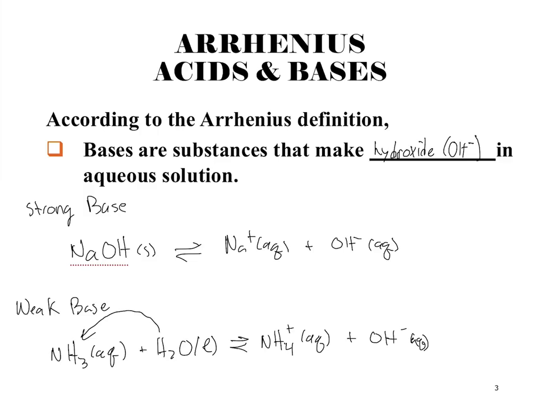Right, so there's a couple different definitions for acids and bases because, as time went on, chemists found that, okay, well, we can have these things that don't traditionally fit into our classic definitions that do act like acids and bases.